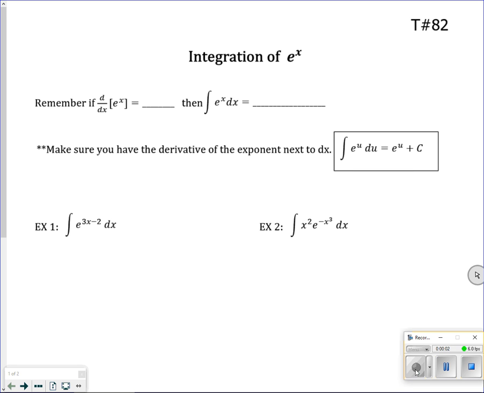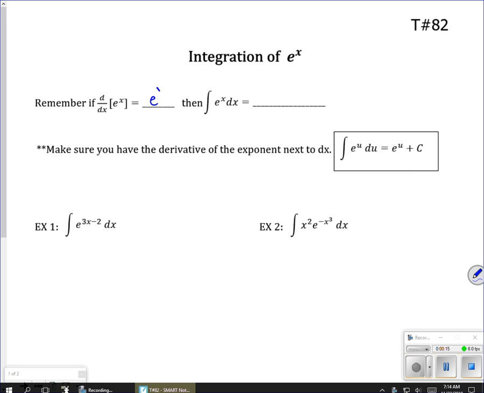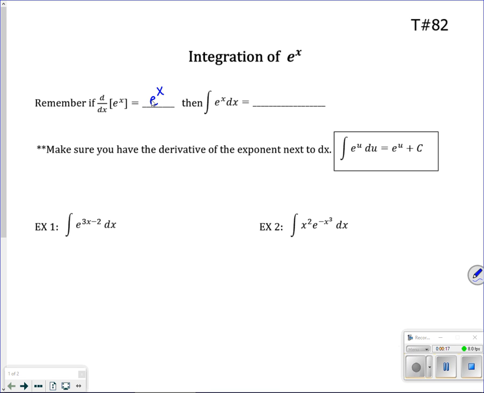All right, let's get some e's in there. Let's get the e's. So, remember, what's the derivative of e to the x? Well, the derivative of e to the x is e to the x. It's its own derivative. So if you integrate e to the x, who has a derivative of e to the x? Well, e to the x does. And of course, I have that constant plus c.